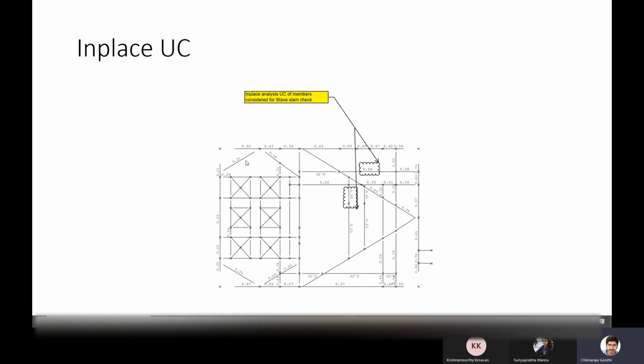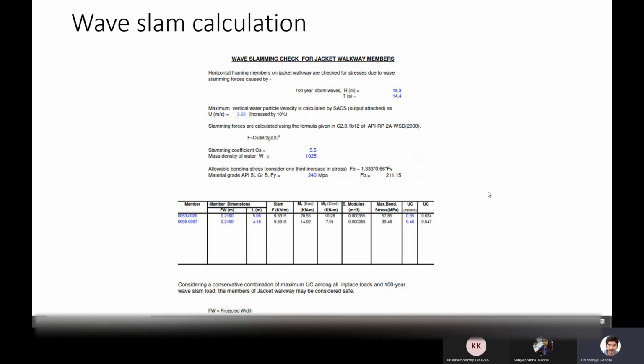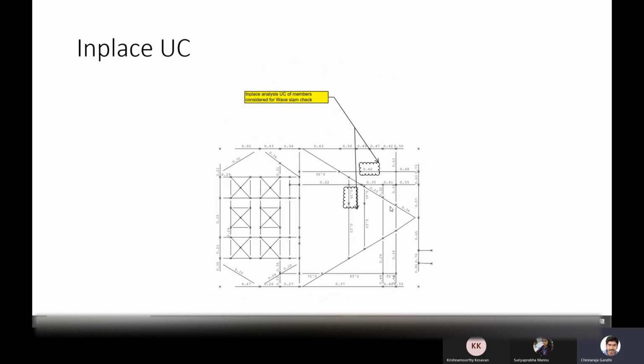So if you see the stress ratio for all the members, if you add another 5%, 6%, it won't get affected. But this will be the more slender member over here. And if you check this one, this is 0.46 and this is 0.35. So for these two members, I'm checking the stress ratio by adding the wave slam check. For that, this is a hand calculation only. This is not a very great calculation.